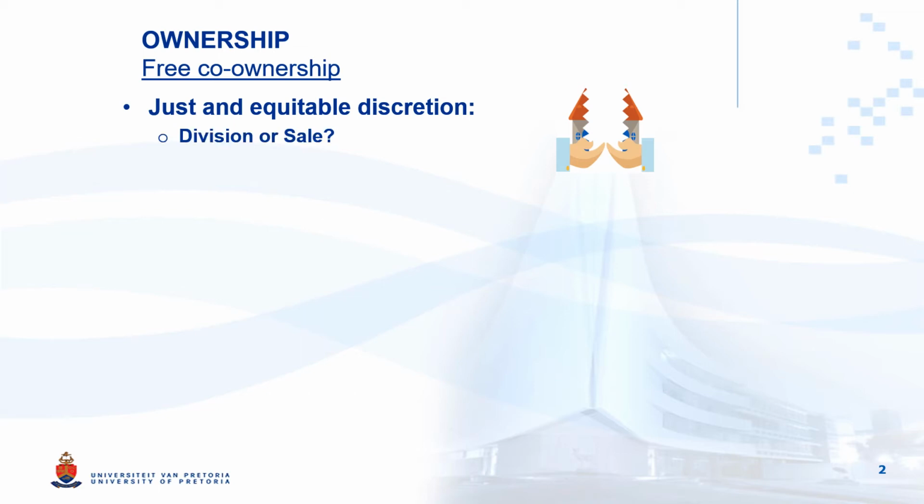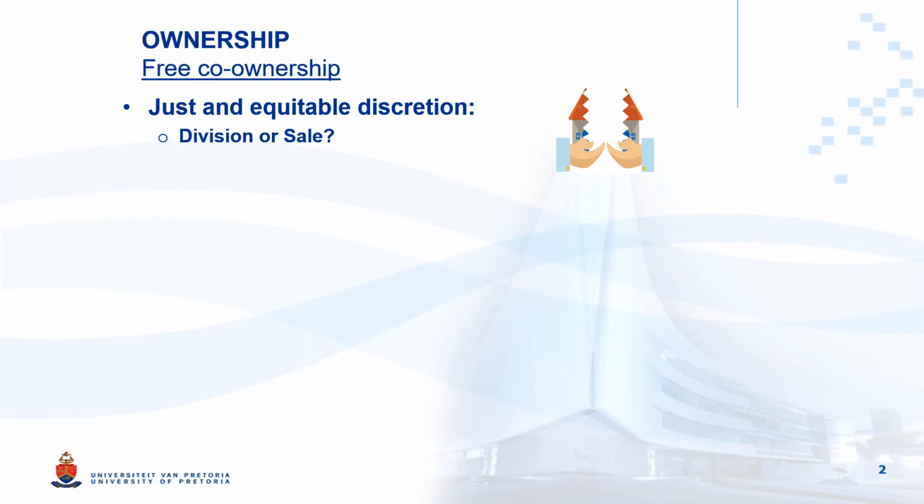Now, as mentioned in the previous slide, the court must consider termination or adjustment depending on what it is that the co-owners want. If the co-owners want to terminate the co-ownership but cannot agree on how this should happen, in other words, what should happen to the property, should the property be sold and through that the co-ownership should be terminated, or should the property be divided and through that division the co-ownership should terminate, the court will then exercise its just and equitable discretion to decide the way forward when the parties cannot agree as to what should happen with a property.